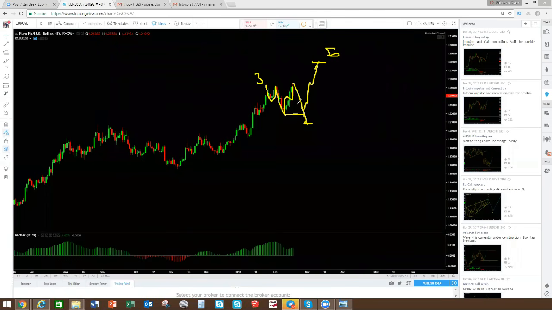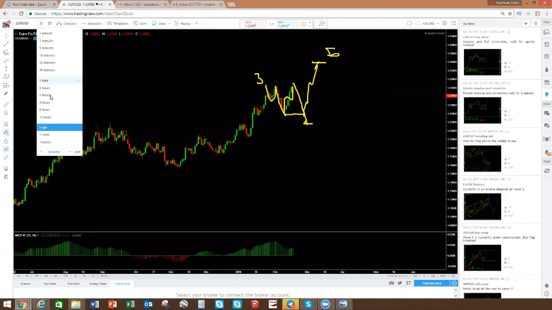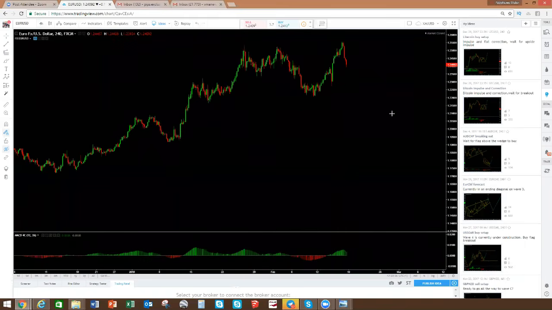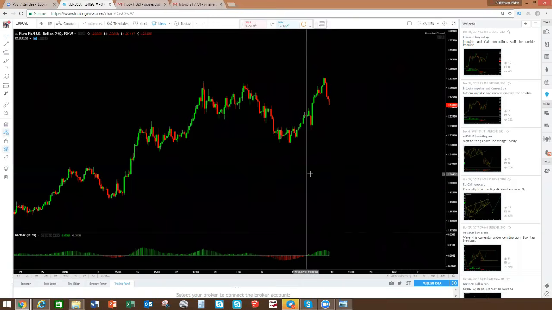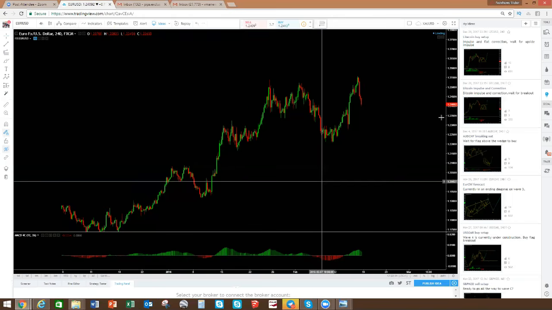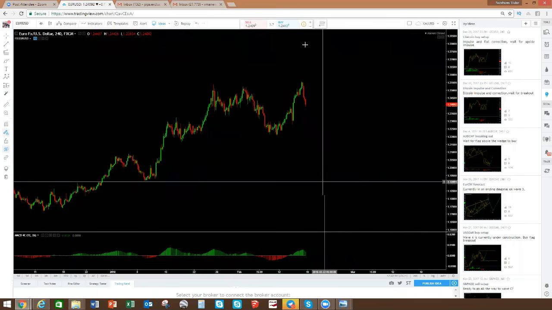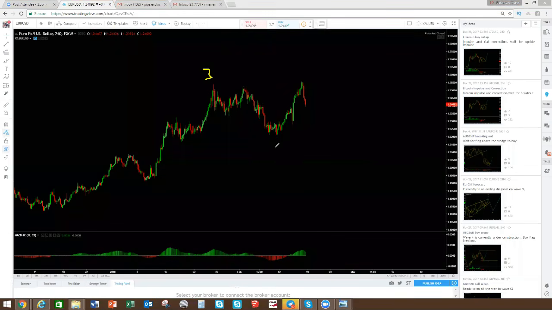Okay, so we need to now go into the lower time frame, 4 hour, and see which one we're getting, whether this is all of it or whether we're still going to get one more down before we go up. Let's go 4 hour. Okay, this is on the 4 hour now. So now it looks pretty interesting. So this is still your wave 3, this is still your wave 4.